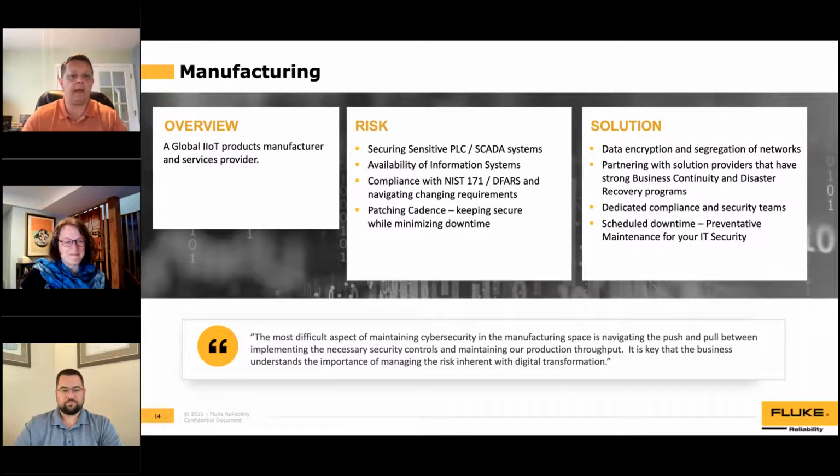Okay, here we go. So again, this would apply to just about any manufacturing environment. We happen to work with a lot of them. This particular one is a global IoT product manufacturer and service provider, so they have both sides. Their risk is securing sensitive PLC and SCADA systems. We talked a little bit about this earlier. Availability of information is a key piece for them. They must be compliant with NIST 171 and DFARS, and some of the requirements are challenging.